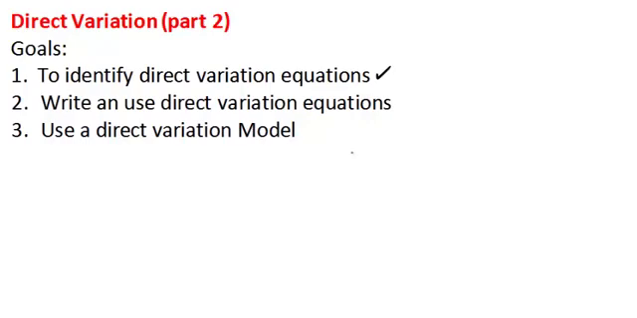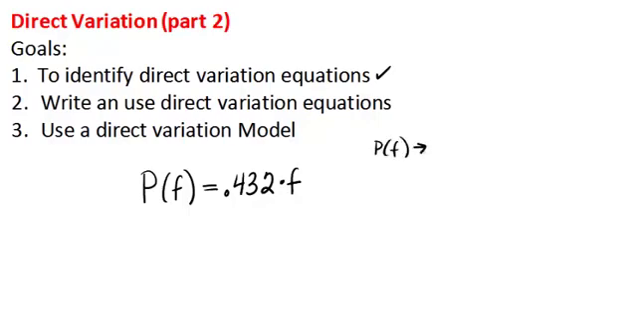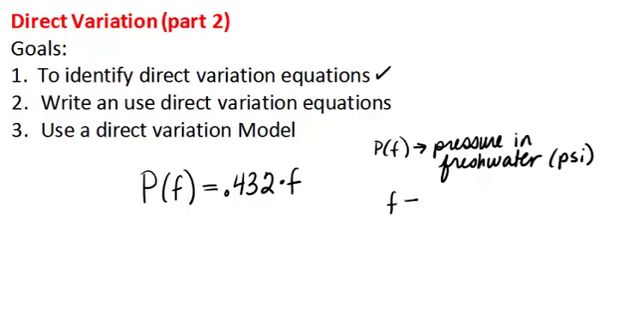So the first thing I want us to look at is an equation that models pressure and depth in fresh water. Doing a little research, we can figure out that pressure measured in psi, given a certain depth in feet, so we're going to have pressure be a function of depth in feet, is equal to 0.432 times the number of feet you are deep. So remember, P of F represents our pressure and F represents our depth in feet.